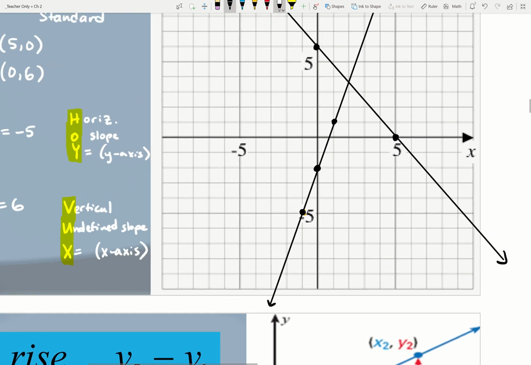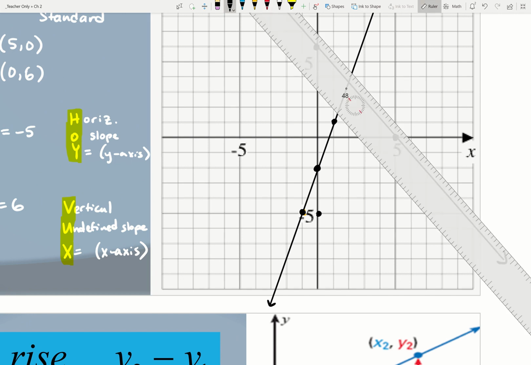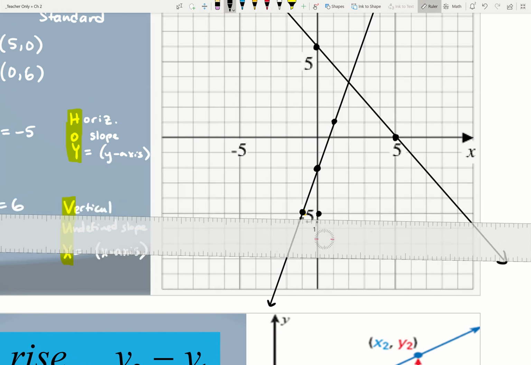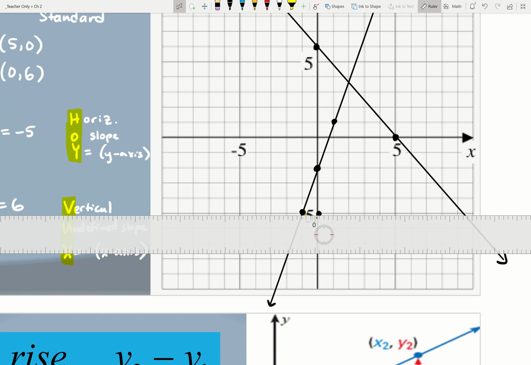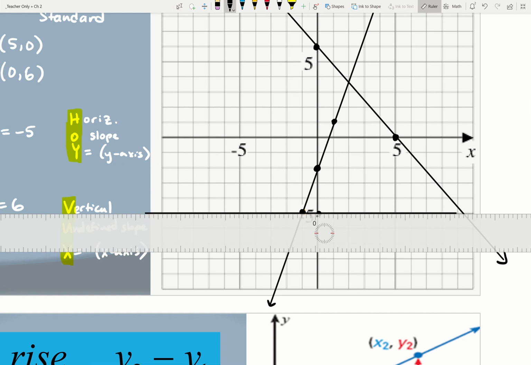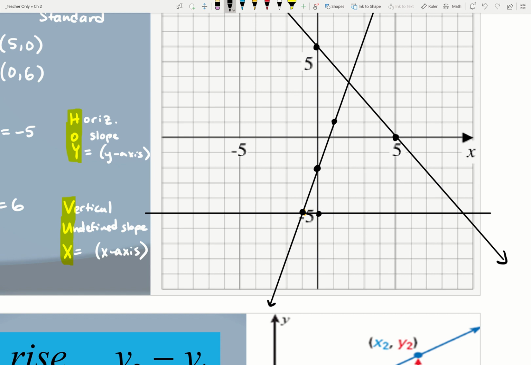Okay, and so if I'm trying to plot y is equal to negative 5, I'm just going to go ahead and find negative 5 there on my y-axis, and then I'm just going to draw myself a nice horizontal line right through that point. Because again, that's a HOY, so that means we've got a horizontal line through the plane just like that. All right, so very quickly done.